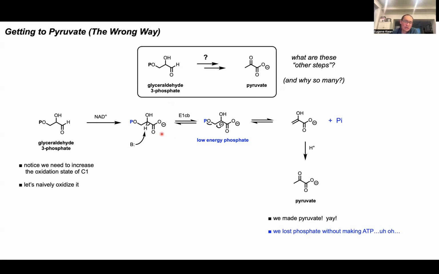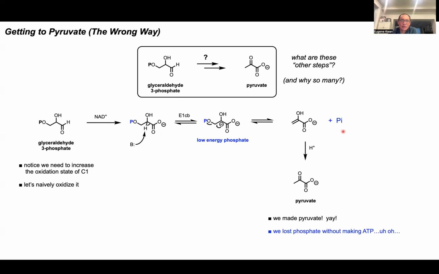And then you know that protons alpha to carbonyls are acidic, right? So we can do an E1CB reaction, right? If we deprotonate here, we'll generate this anion. Beta to this anion is a phosphate leaving group, right? And note that it's a low energy phosphate. And we're going to form this enol, and this is actually the enol for pyruvate, which is great, right? We made pyruvate. But the trouble is that we didn't actually make any ATP. Instead, we've lost this phosphate, and we haven't captured any potential energy.